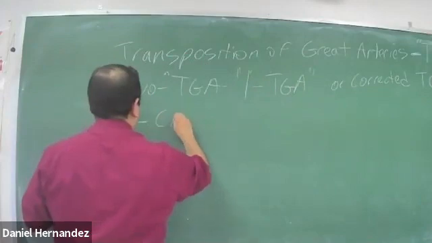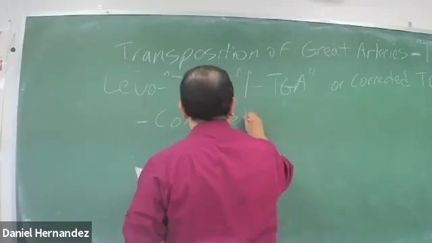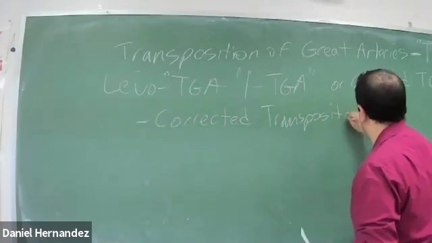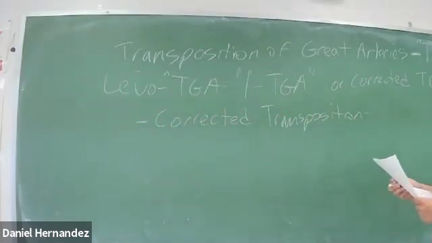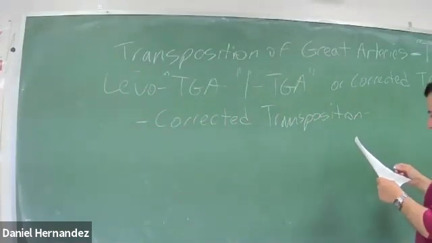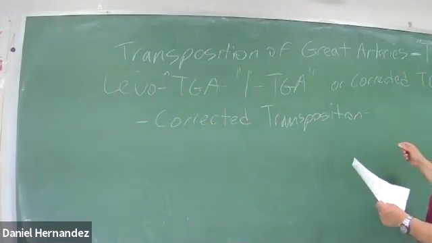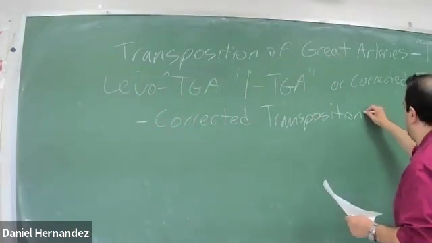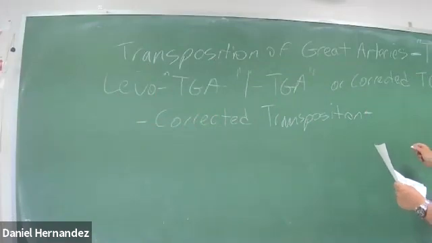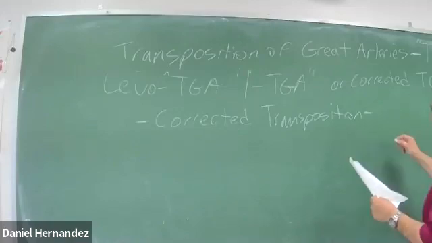So corrected position. We still have transposition of the arteries. So the aorta is still attached to the RV and pulmonary artery is still attached to the LV. But now we just have displacement of the ventricles.